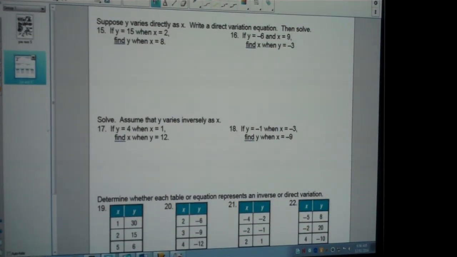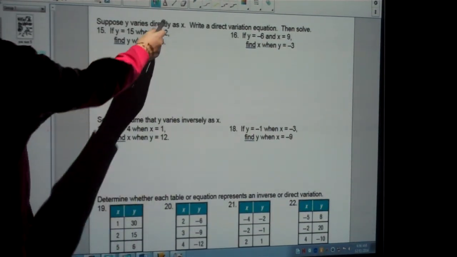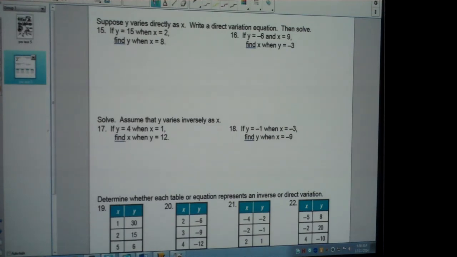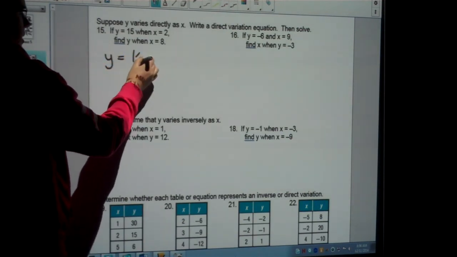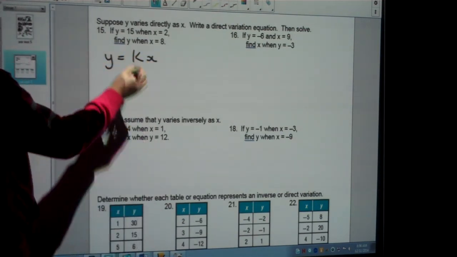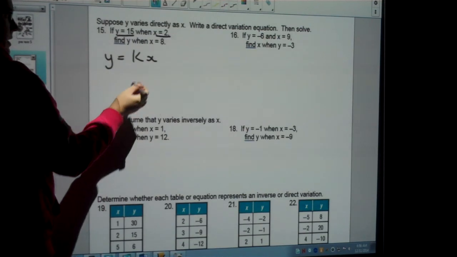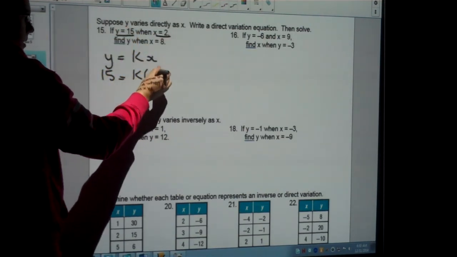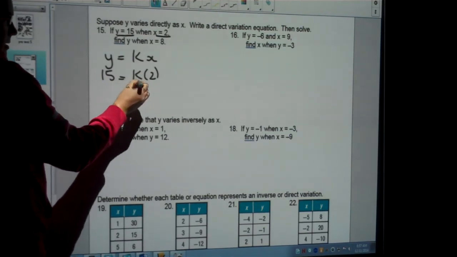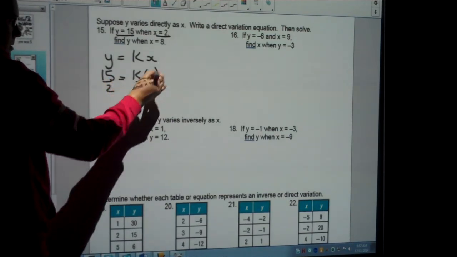Now for side 2, we're going to first of all look immediately at some direct variation questions. It asks us to write a direct variation equation and then solve. So from the previous page, direct variation is y equals kx. Notice it gives us a y and an x, so we can just plug these numbers into this formula. And if I want to solve for k, just divide both sides by 2.